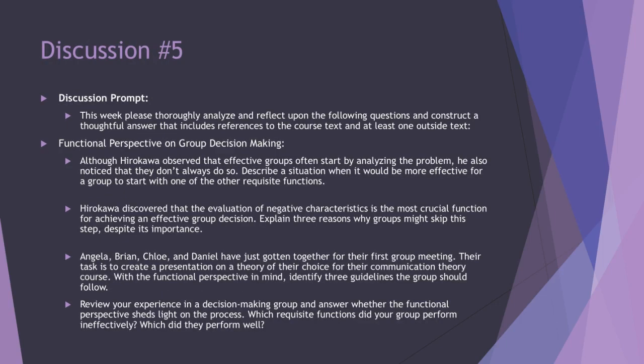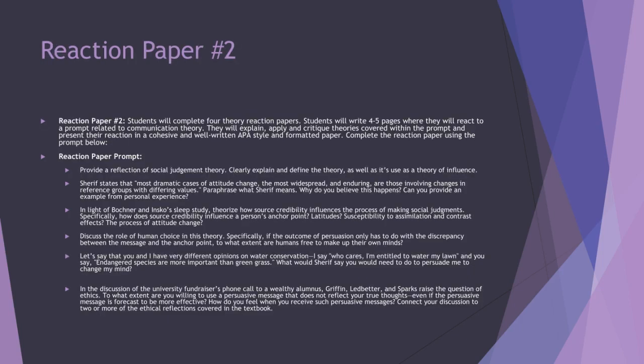Discussion board number 5 asks you to spend some time looking at the functional perspective of group decision making. There are 4 questions that you will answer that are related to this, providing a full and thorough discussion with your classmates. Remember that you need to thoroughly analyze and reflect upon the questions as well as construct a thoughtful answer that includes references to the course text and at least one outside source.